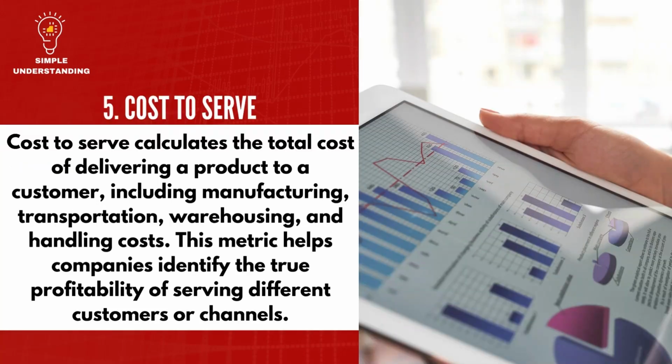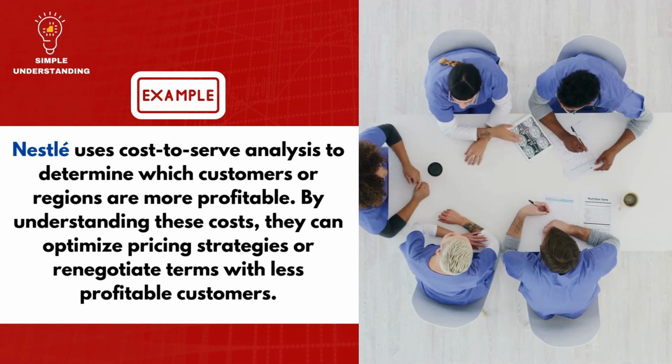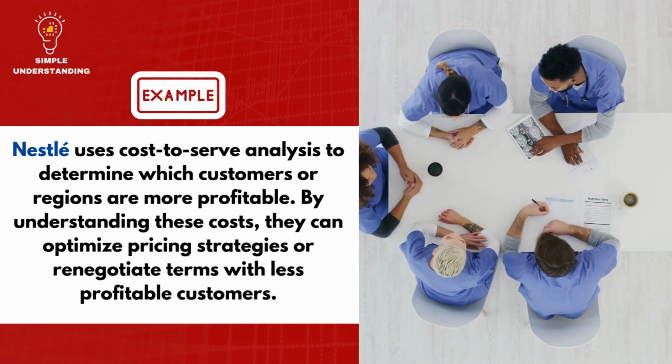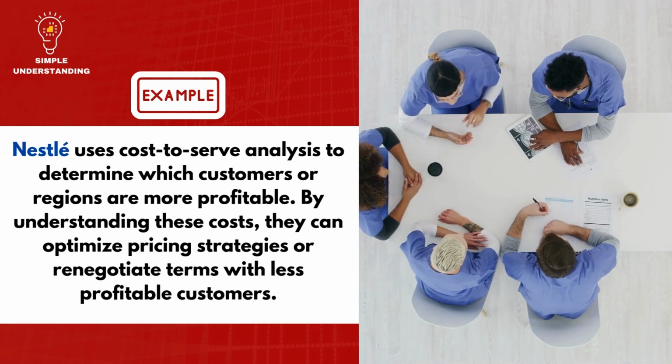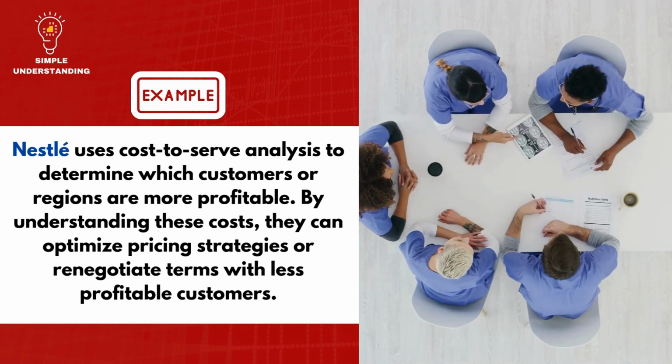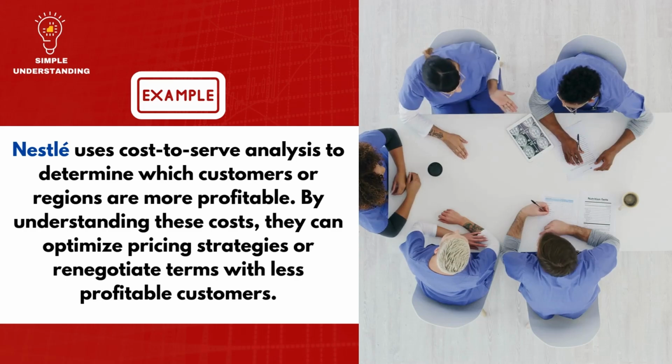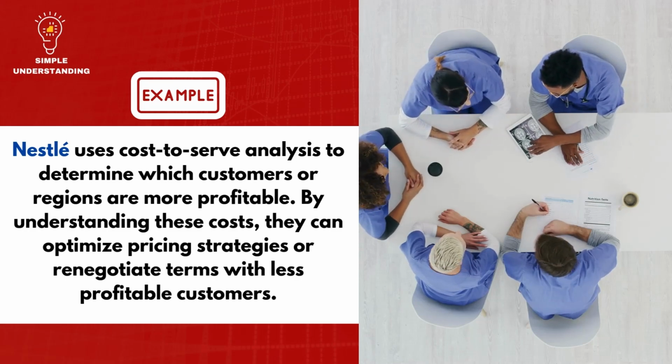5. Cost to serve. Explanation. Cost to serve calculates the total cost of delivering a product to a customer, including manufacturing, transportation, warehousing, and handling costs. This metric helps companies identify the true profitability of serving different customers or channels. Example: Nestle uses cost-to-serve analysis to determine which customers or regions are more profitable. By understanding these costs, they can optimize pricing strategies or renegotiate terms with less profitable customers.